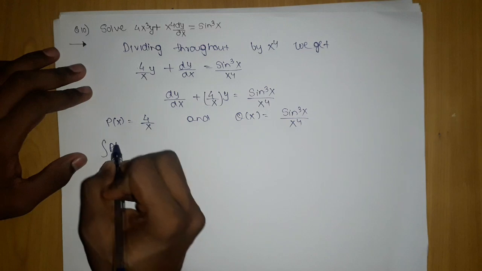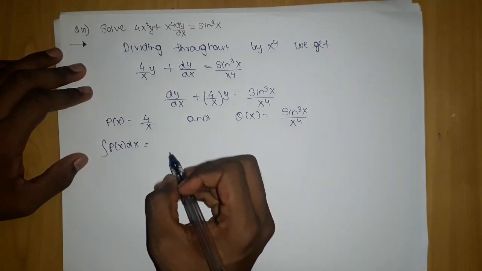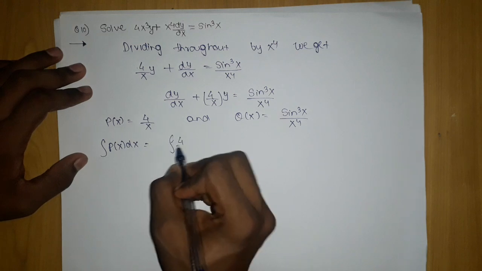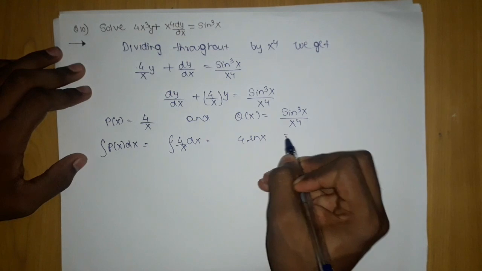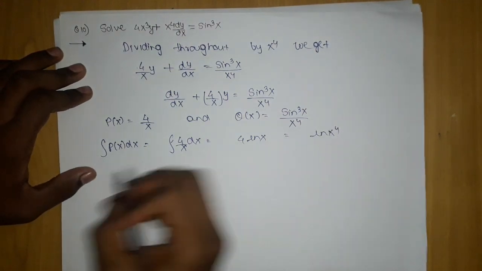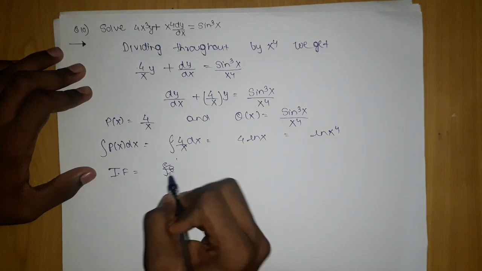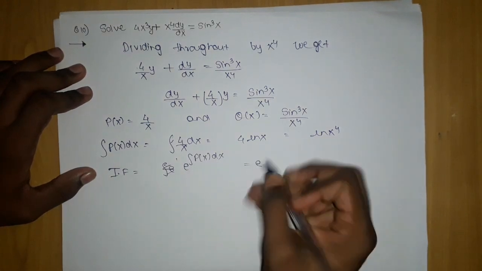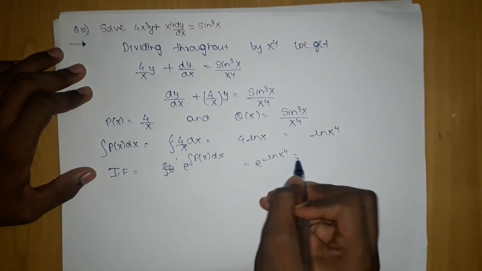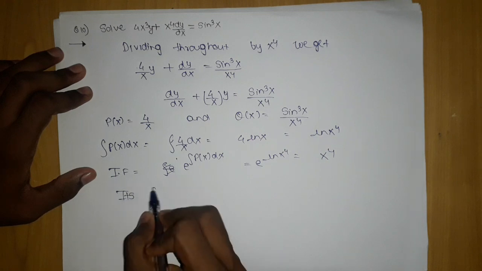Now the integral of p of x dx will come into picture when we try to get the integrating factor, so we are going to calculate it. So 4 by x into dx will be nothing but 4 into ln x, which will give you ln x power 4. Now the integrating factor is e to the power integral p of x dx. So e to the power ln x power 4 will give you x power 4.